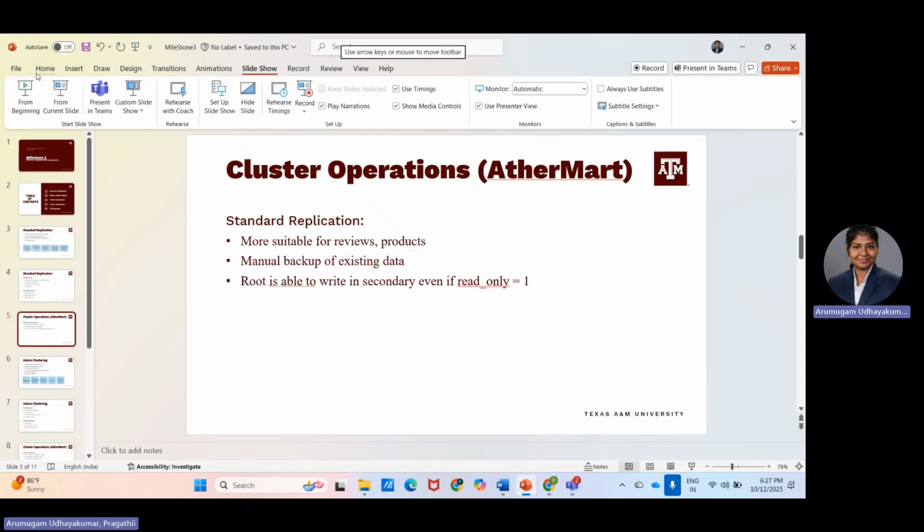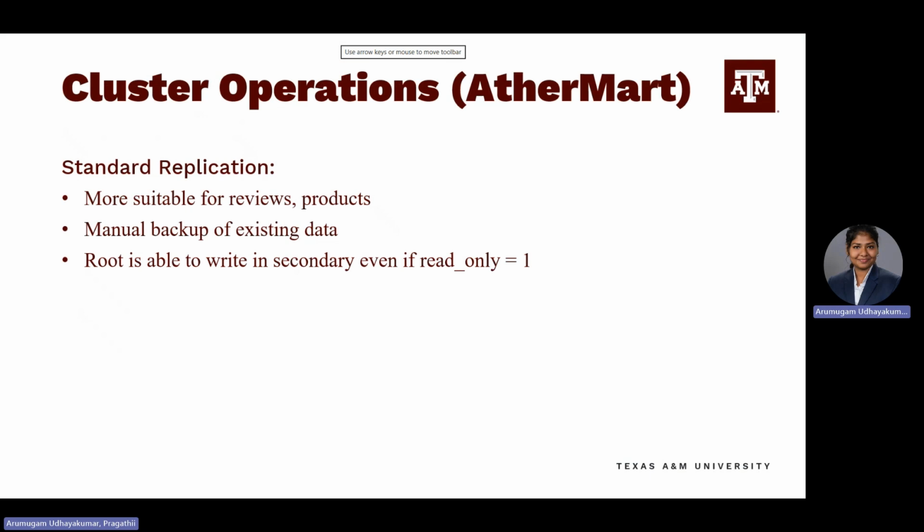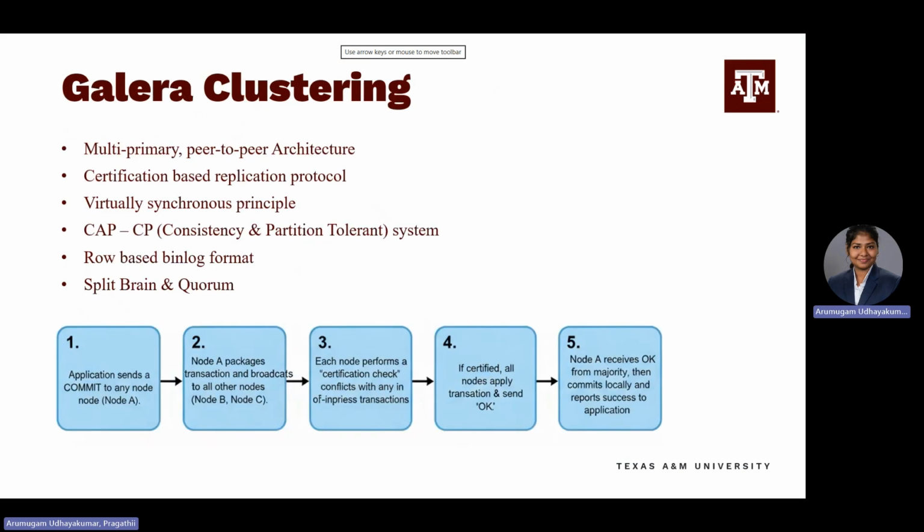Now we'll move ahead with the presentation. So the next topic is Galera clustering. In MariaDB, Galera clustering is a synchronous multi-master replication setup where all nodes stay consistent by replicating data in real time. So in Galera clustering, all the nodes in the cluster are primary nodes. So it is not a master-slave approach. Instead, everything is a primary. Thus, write and read operations happen on all the nodes, and it follows a peer-to-peer clustering architecture.